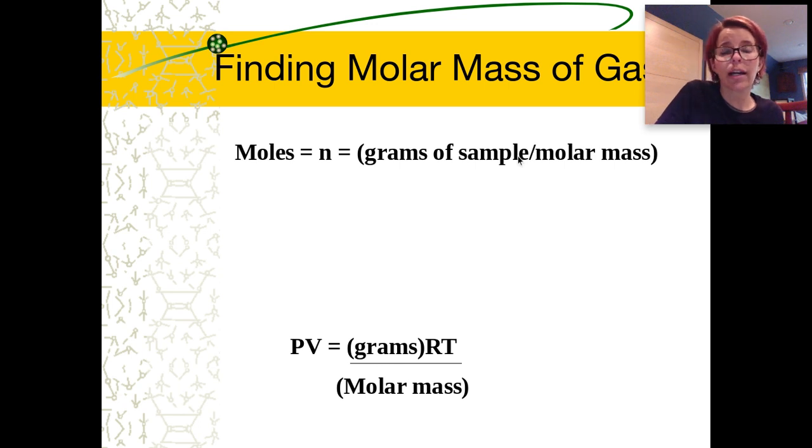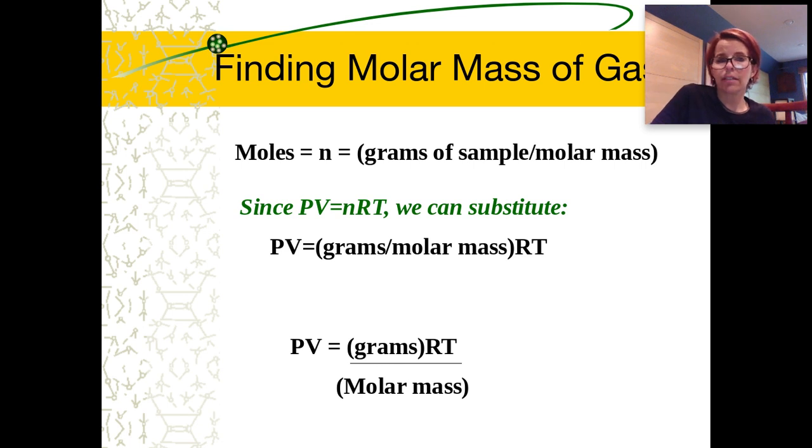It was grams of argon in our example. And then over the molar mass of argon, that tells you how many moles. So you can write n in a different manner is what they're trying to show you. So PV equals nRT. If we replace n with grams over molar mass, you can rewrite the equation as PV equals grams times R and T over the molar mass. That's another way of rewriting this particular equation.